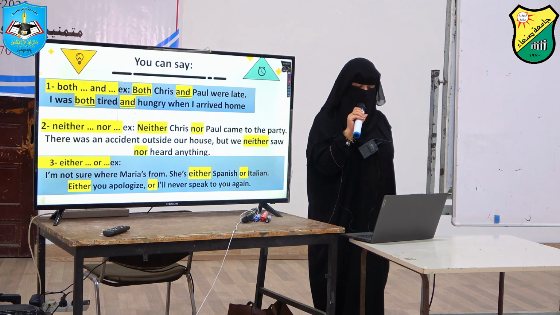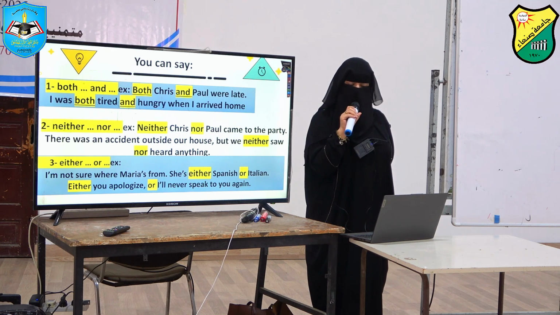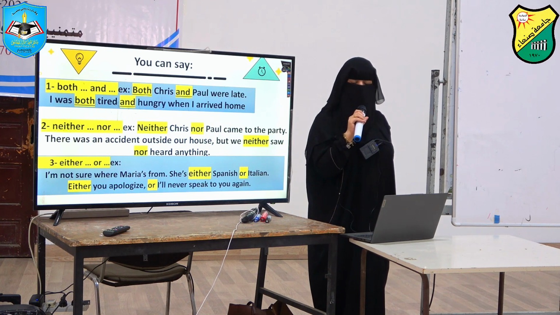Okay, the second use is neither nor. Example: neither Chris nor Paul came to the party. Neither of them. There was an accident outside our house, but we neither saw nor heard anything. This is the well-known neither nor.